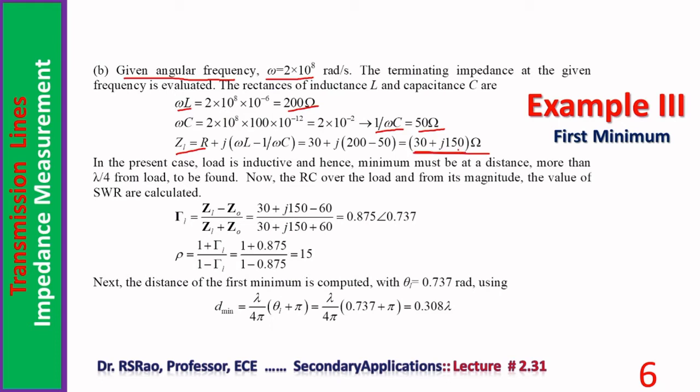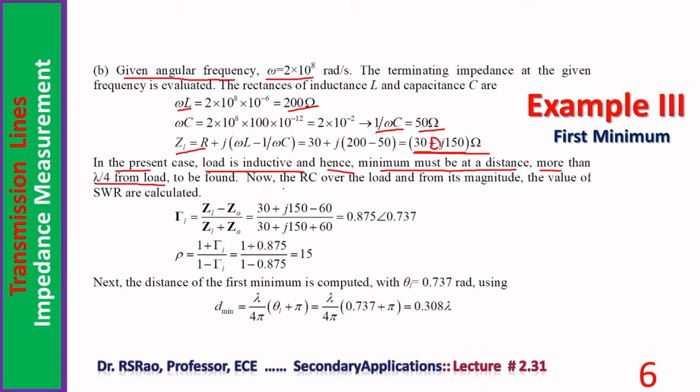This is ZL. In the present case, load is inductive. How do we know this is plus? That is why it is inductive. And hence, the minimum must be at a distance more than lambda by 4 from the load. When load is inductive, first maximum appears, then minimum. If load is capacitive, first minimum, then maximum.